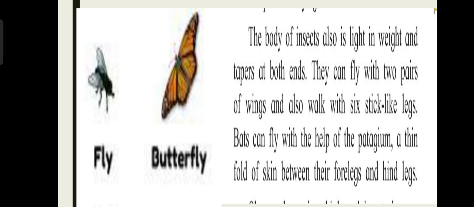Insects. The body of insects is also light in weight and tapers at both ends. So they can fly with two pairs of wings and also walk with six stick-like legs. Bats can fly with the help of the patagium, a thin fold of skin between their forelegs and hind legs.